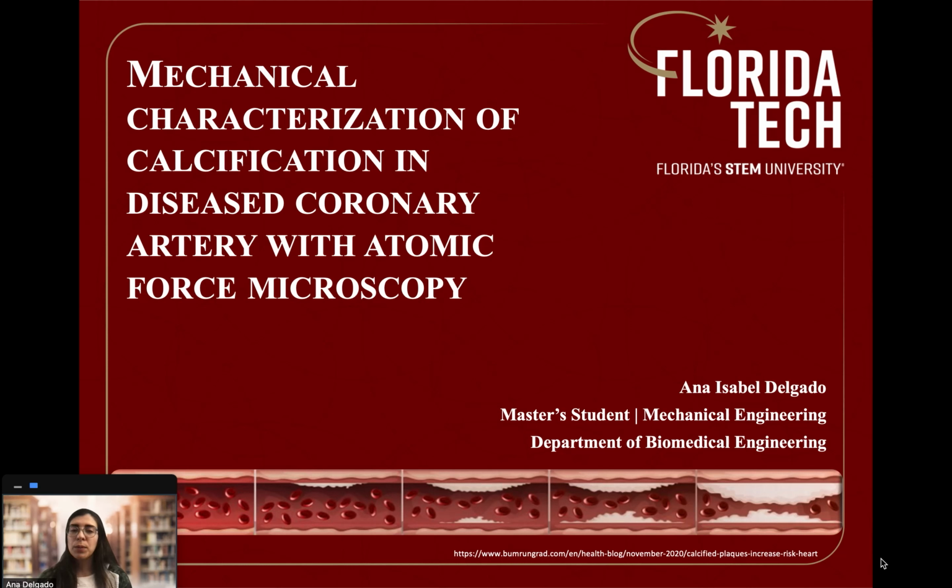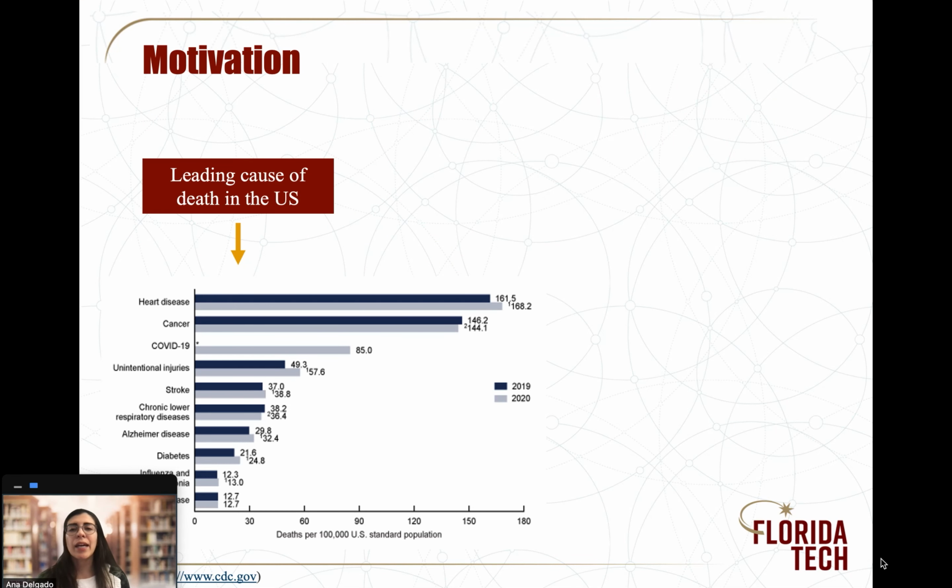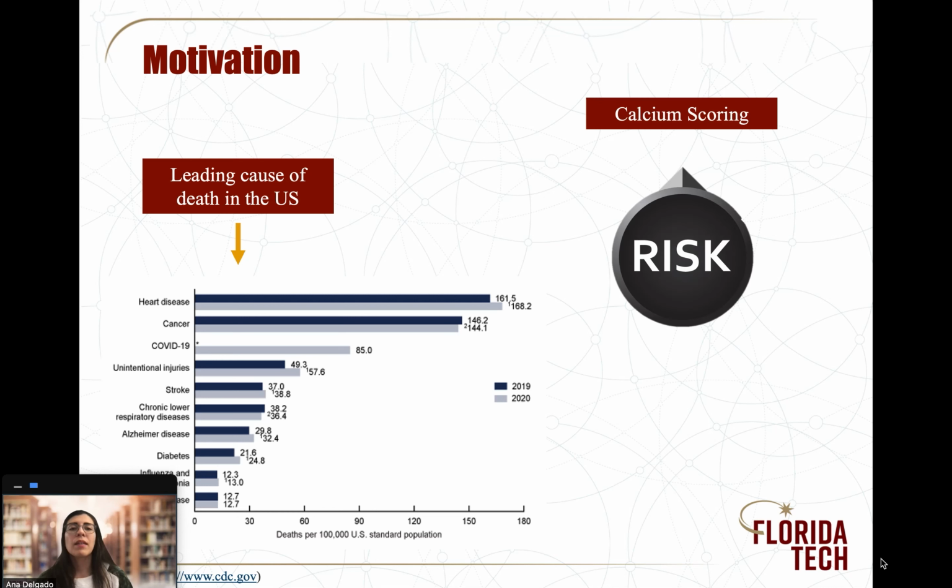First, why did we do this? The CDC asserts that the leading cause of death in the United States is heart disease, and in order to decrease these statistics, calcium scoring has been used as a risk stratification for cardiovascular diseases.